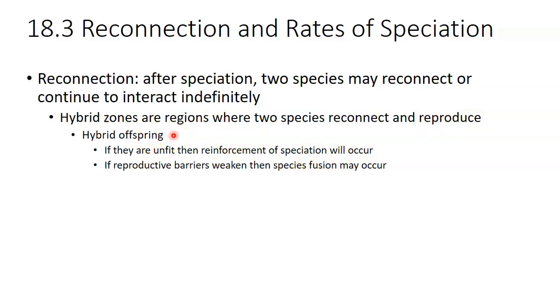And so hybrids, it depends. If they're unfit, then they're not going to be fertile. And so there's going to be a reinforcement of that speciation. But if reproductive barriers weaken, then fusion might happen where those two species might actually end up becoming one once again. Okay, so that happens as well.